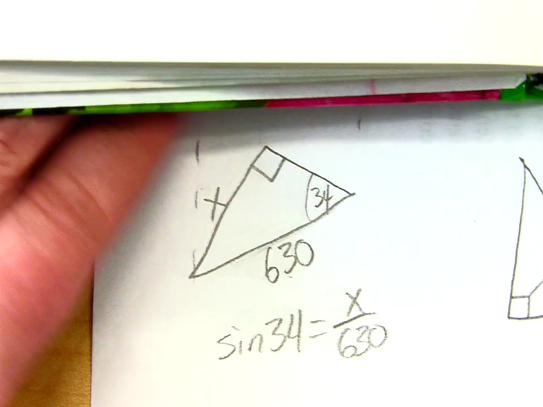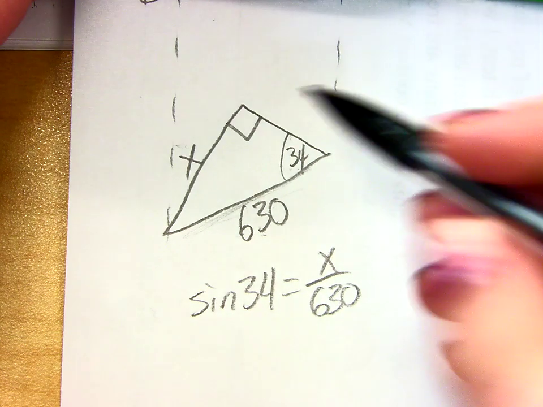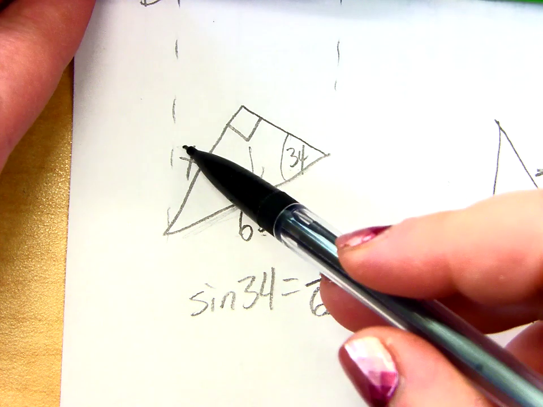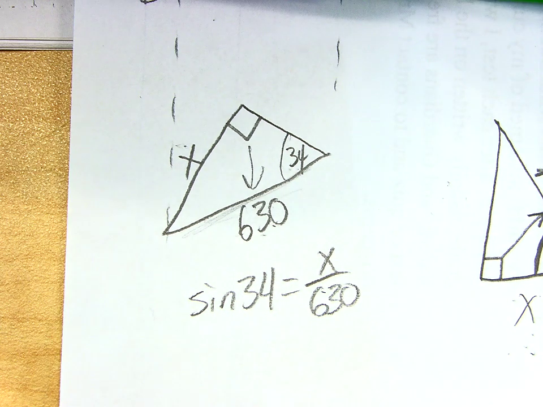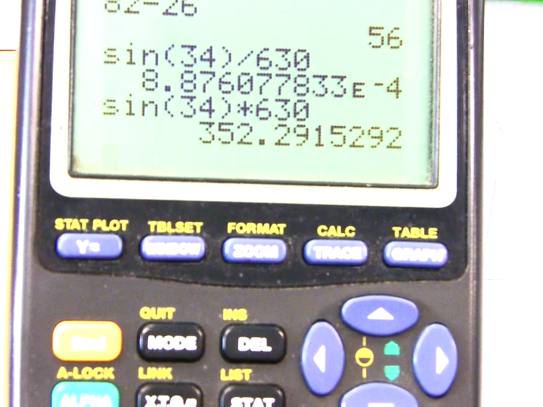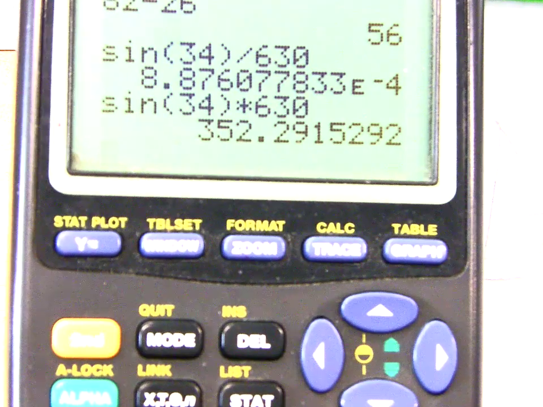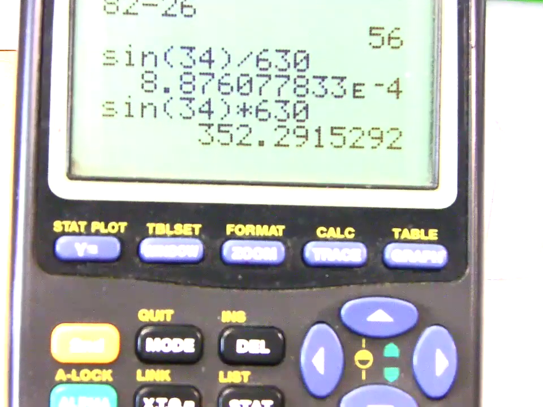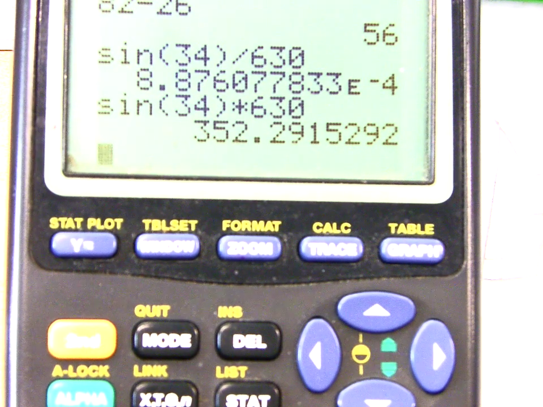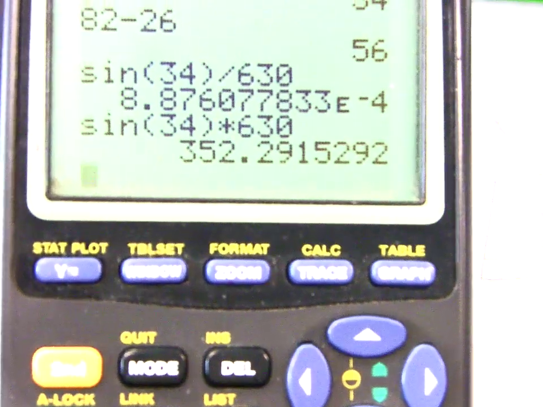Okay. So, that's why over here, this 630 has to be the hypotenuse. So, opposite over hypotenuse, there it is. And then when I do the calculation, I get sine 34 times 630. And if I look back at my problem, I have two significant digits, so my best answer would be 350. Is that all right? Okay.